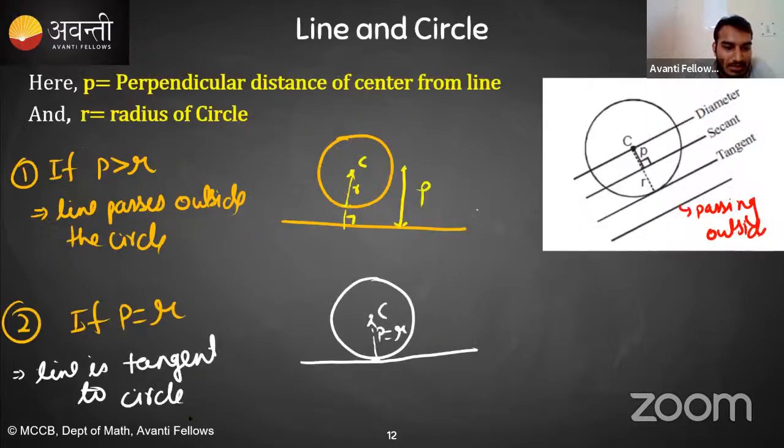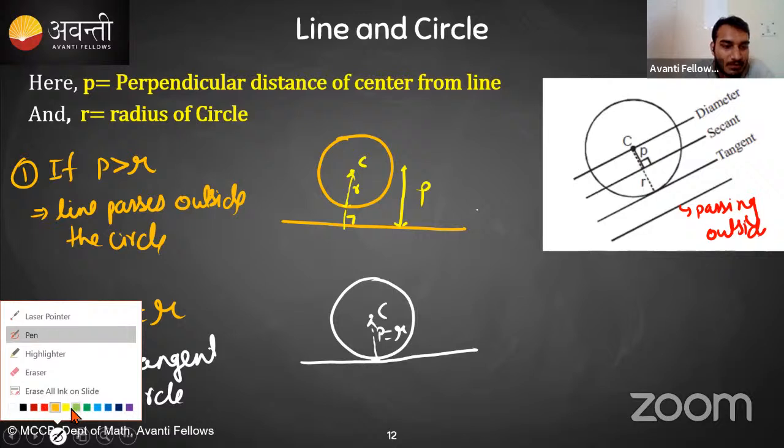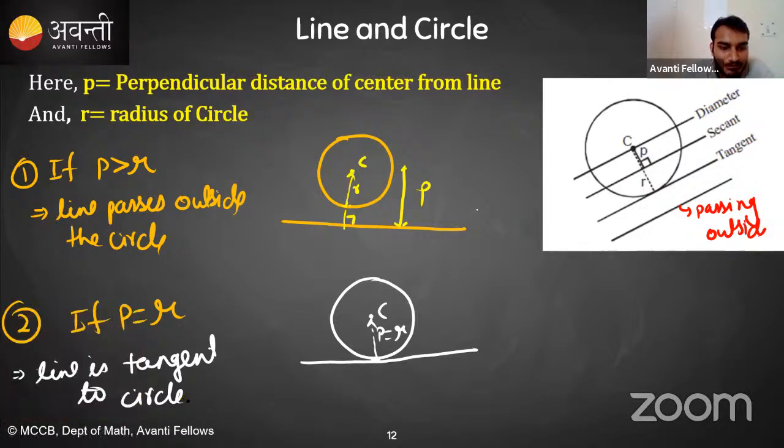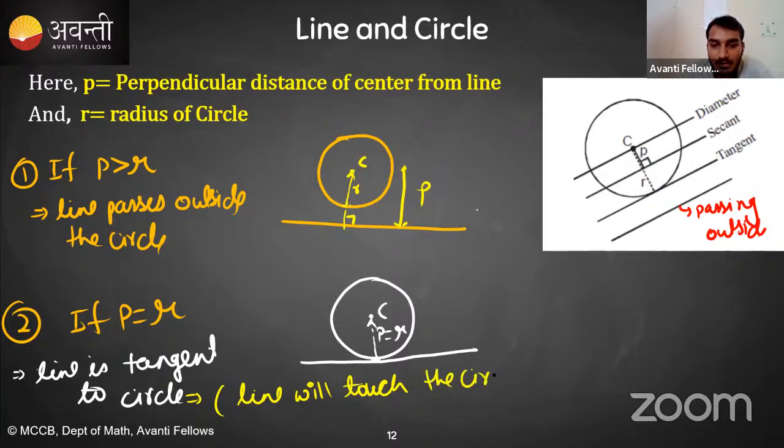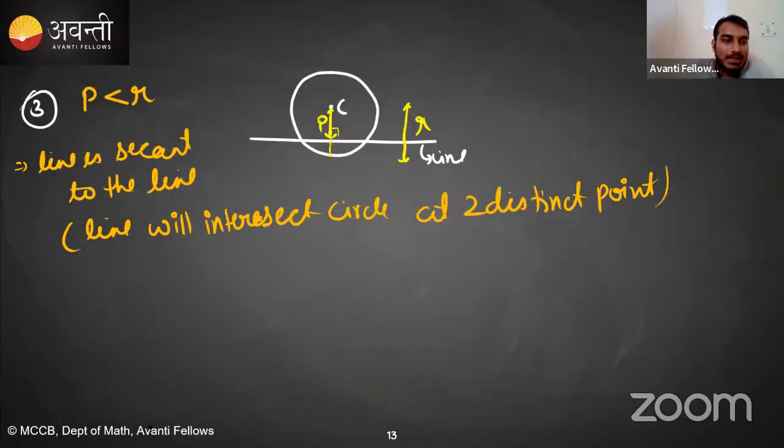And in this case, when the line is tangent to the circle, the line will touch the circle. So only at one point will the line intersect the circle. Is that clear? This point only. And last but not least, the fourth case is if P is equal to 0.